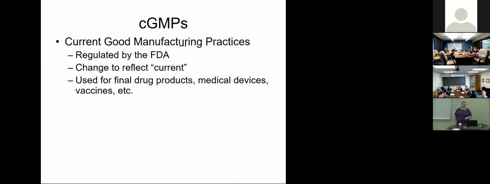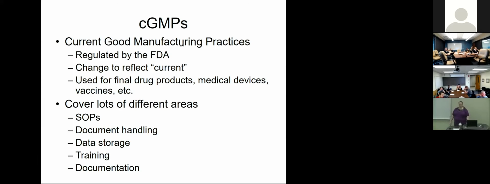So cGMPs are regulated by the FDA. They can change depending on what current is. So we may find that information that we weren't recording has now become important, or information that we were recording is no longer important. And these are used for different things like final drug products, active pharmaceutical ingredients, medical devices, vaccines, things that fall under FDA regulation. So GMPs cover a lot of different areas. They cover standard operating procedures, different document handling, data storage, training. But today I'm going to talk about our documentation practices.